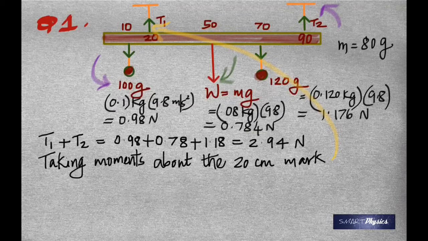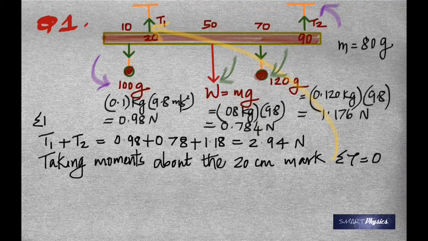Those are the two counterclockwise torques. So with this point in perspective, if you look at it, you see that the 100 gram is trying to rotate it this way. That's counterclockwise. And so is T2. It's also trying to rotate it counterclockwise. So those are the two counterclockwise torques. The clockwise ones are the 80 gram, which is the mass of the meter stick, and the 120, because they are trying to rotate it in the other direction.